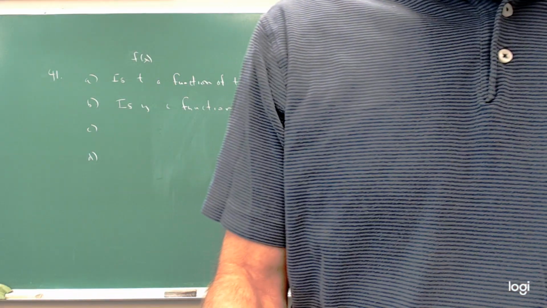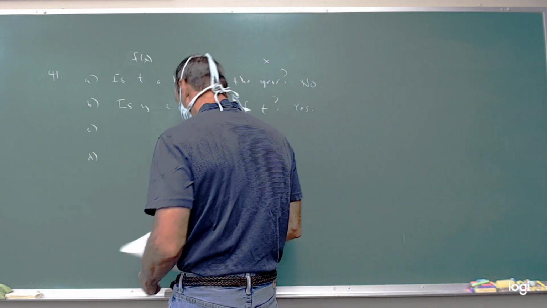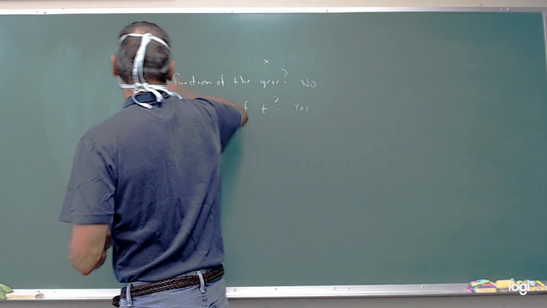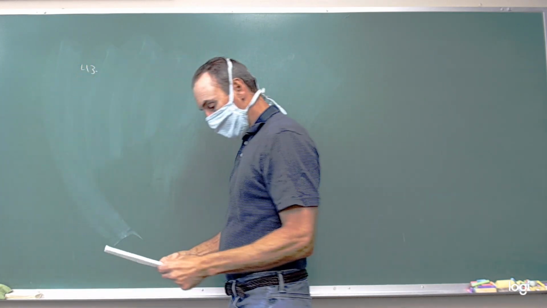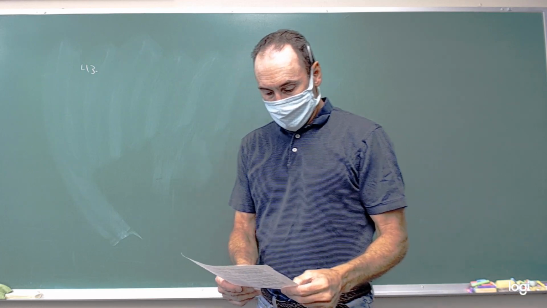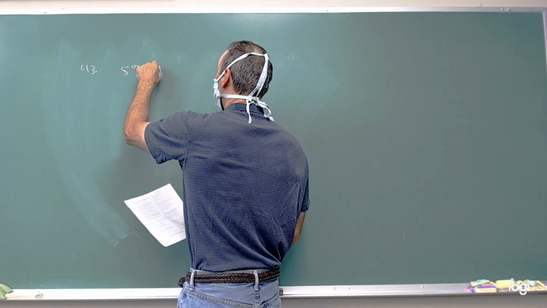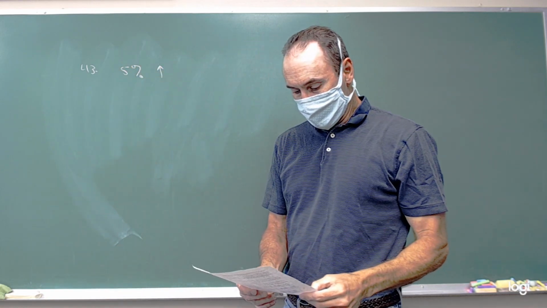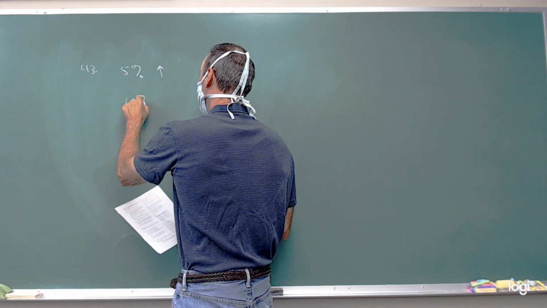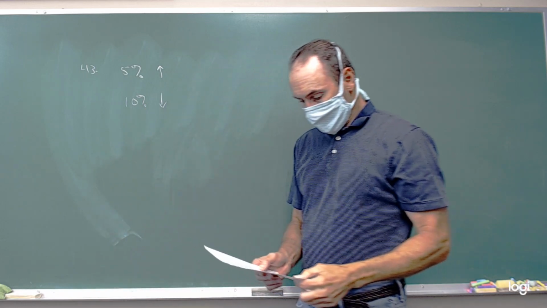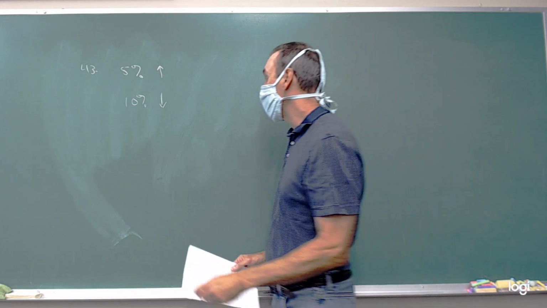Number 43. So I'm going to erase this one and put up 43. It says a price increases 5% due to inflation, and then after that is reduced 10% because of a sale. Express the final price as a function of the original price P.